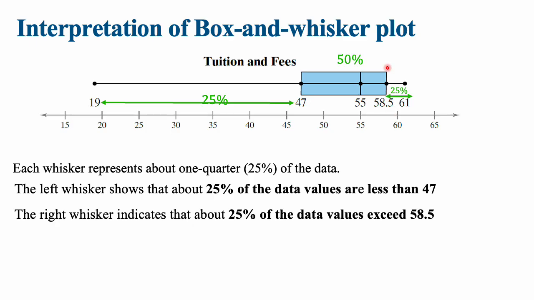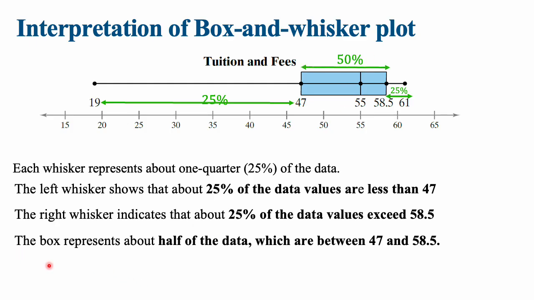58.5. Then the box is the middle. That represents 50% of the data set. So we're going to say here, guys, the box represents about half of the data, which is between 47 and 58.5. That's how you understand how to interpret the box and whisker plot, okay?